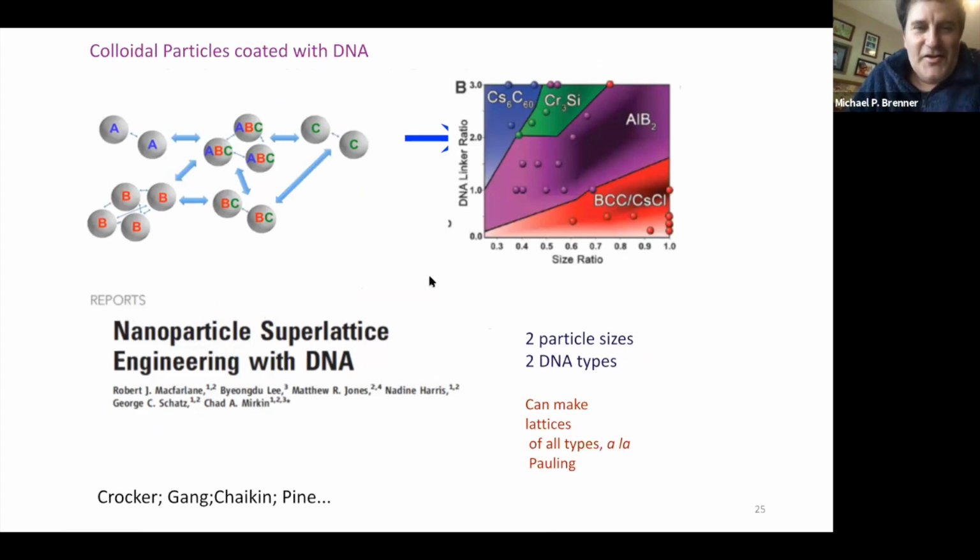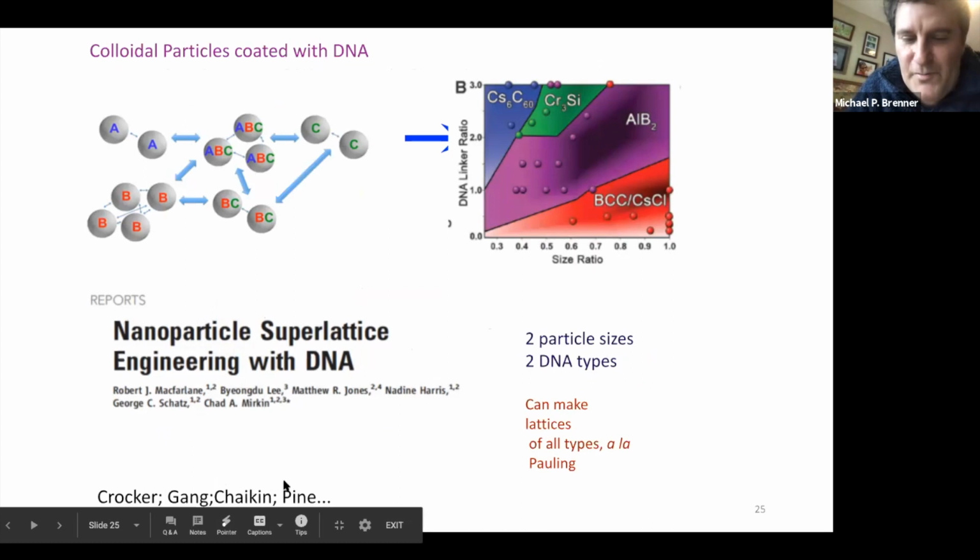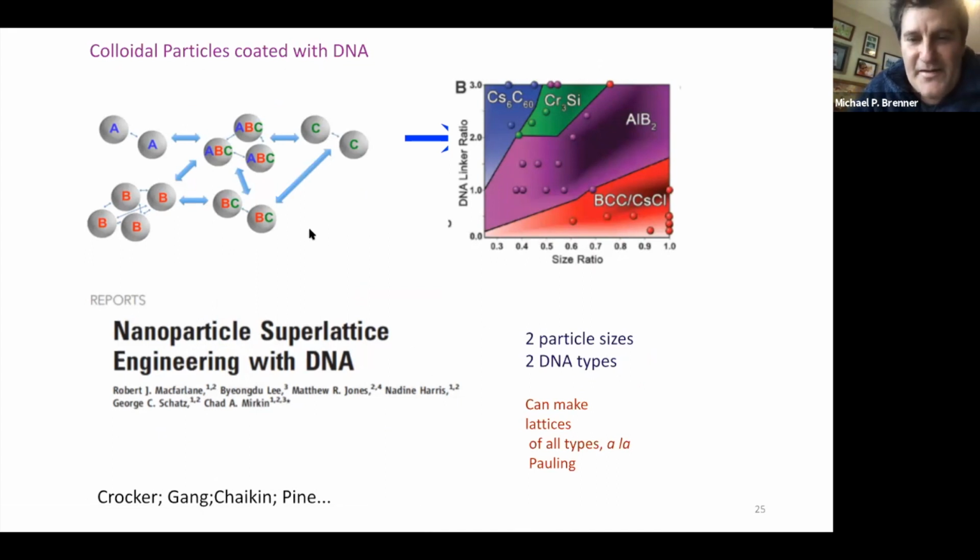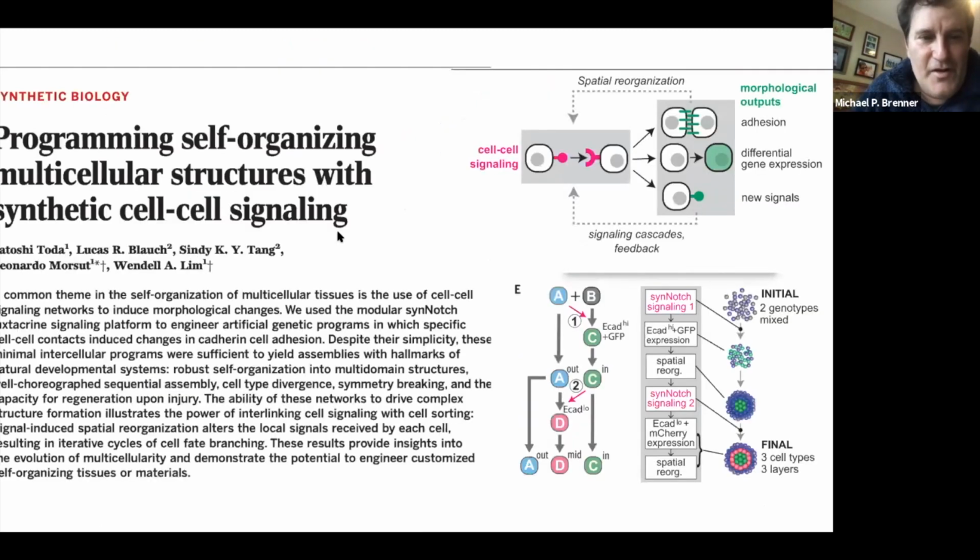There's been tremendous work over the years on particles coded with DNA. In the soft condensed matter community, there's John Crocker, Gang, Paul Chaikin, and Dave Pine. There's also Chad Mirkin, who for a long time has been coding nanoparticles with DNA and showing that by choosing the strands well, he could make interesting phase diagrams of different materials. And this paper actually is still only a small number of types, and there's a lot of room to do more.